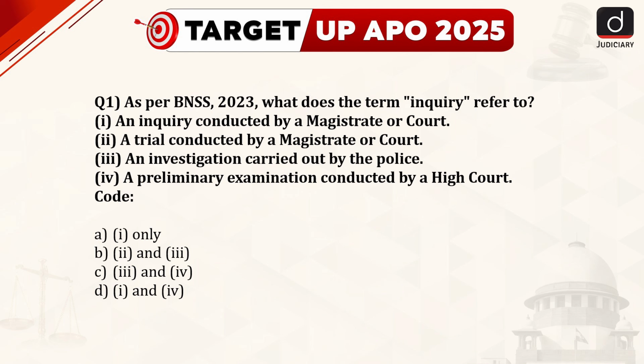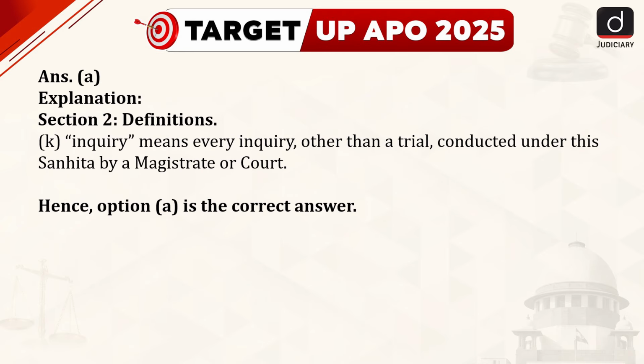Code for options is option A, 1 only, option B, 2 and 3, option C, 3rd and 4th, and option D, 1st and 4th. The correct answer is option A. Section 2, Clause K of BNSS 2023 defines inquiry, which means every inquiry other than a trial conducted under this Sanhita by a magistrate or a court. So the correct answer is option A.